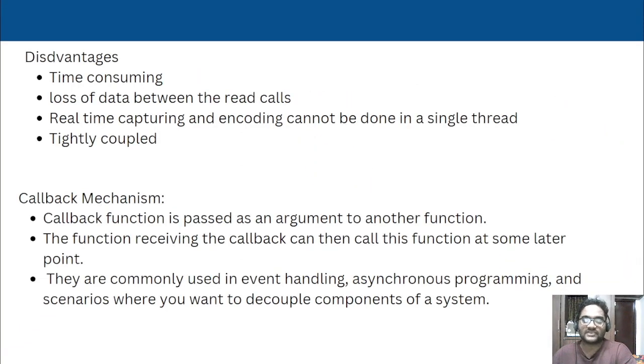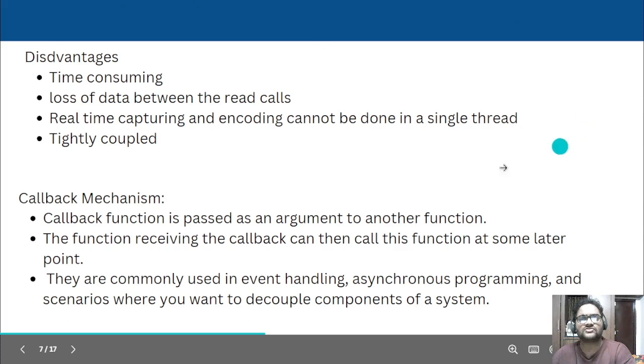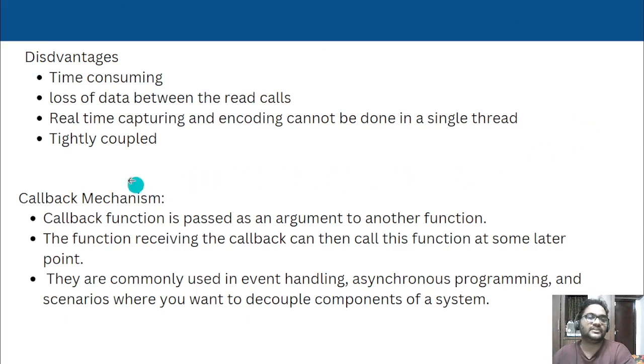Okay. So as we discussed, the disadvantages are that it is time consuming, there is loss of data, and real-time capturing and encoding cannot be done in a single thread. Generally, we need a multi-threaded application. We are coming to that point, and also the code is tightly coupled. So to solve these types of problems, we use a callback mechanism.